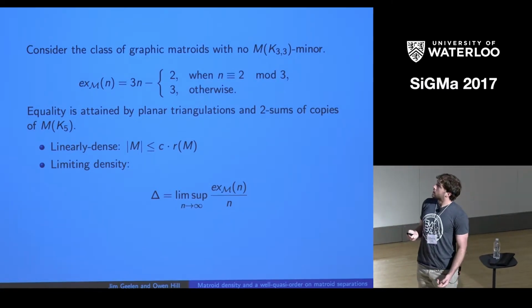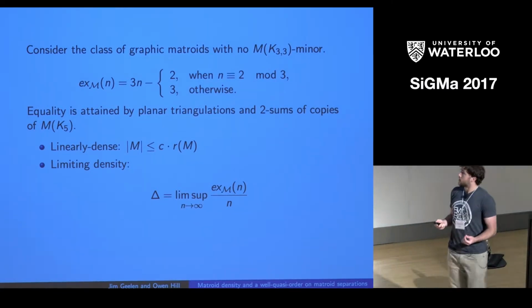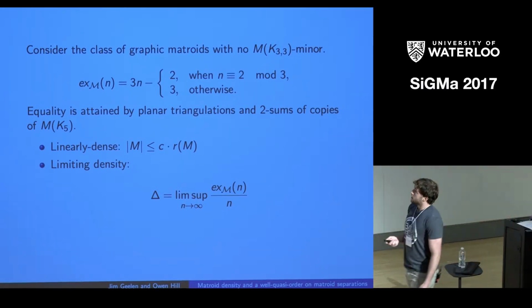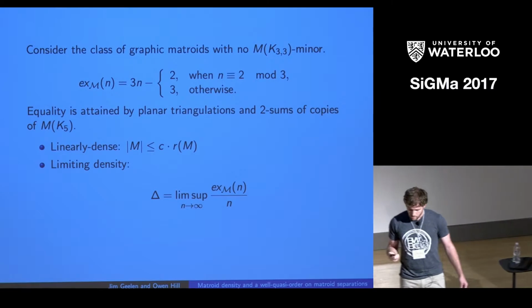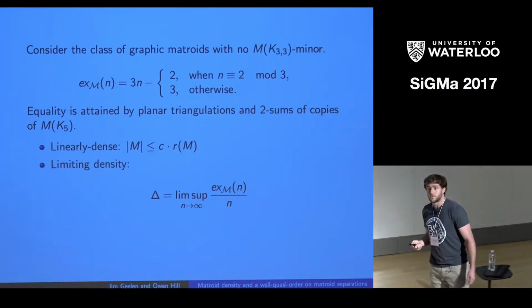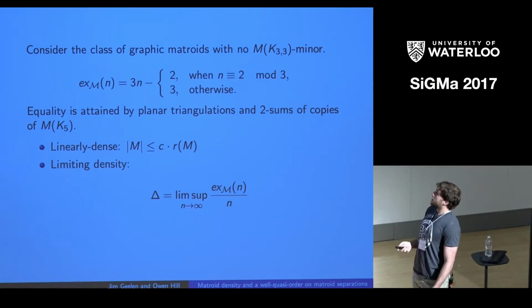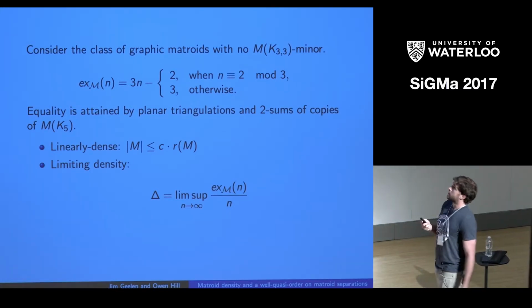And we want to look at that a little more specifically. So what we're going to look at is what's called the limiting density of the class. That is the lim sup of the density of extremal members of our class as the rank goes to infinity. So we can see that the limiting density is exactly 3 in this class.